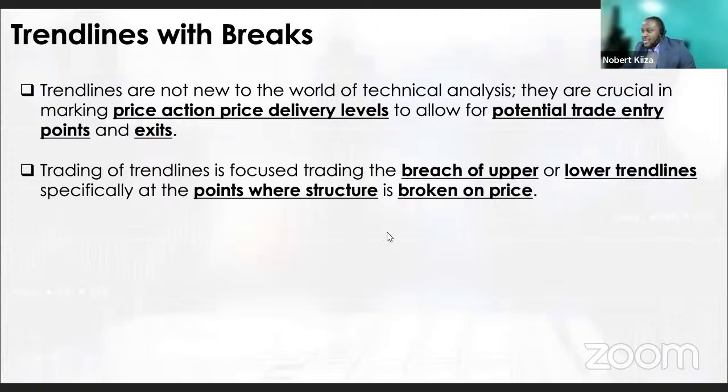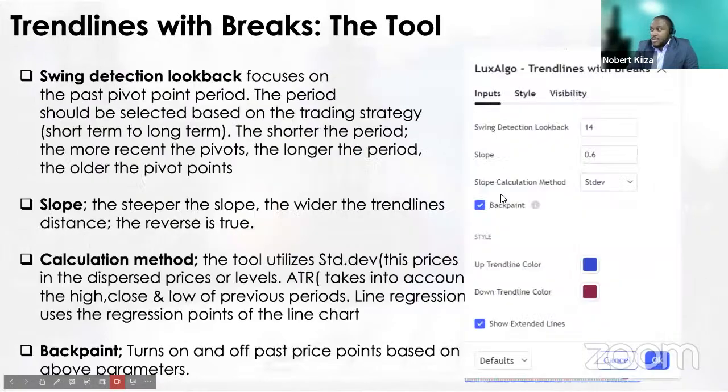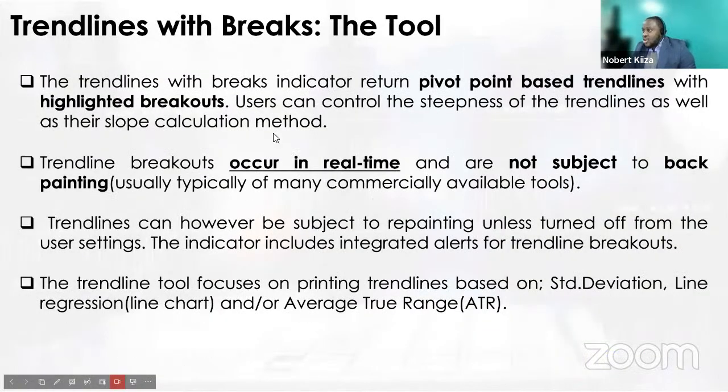So we are saying trading of trend lines is focused trading, where we look for a breach of the upper or lower trend lines, specifically at the points where a structure is broken on price. We are also saying that the Trend Lines with Breaks indicator returns pivot point based trend lines with highlighted breakouts. Users can control the steepness of the trend line as well as their slope calculation method. And the trend line breakouts occur in real time and are not subject to backpainting.